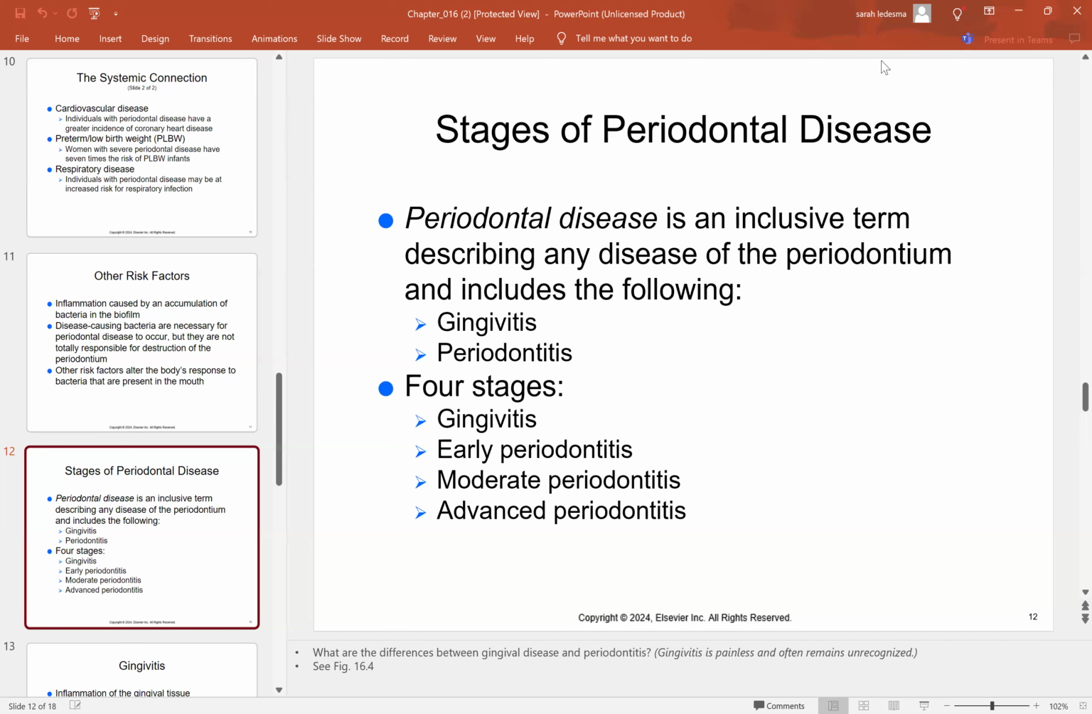Periodontal disease is an inclusive term describing any disease of the periodontium, including the following: gingivitis and periodontitis. There are 4 stages, starting with gingivitis, early periodontitis, moderate periodontitis, and then advanced periodontitis.